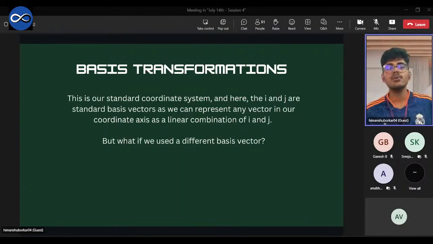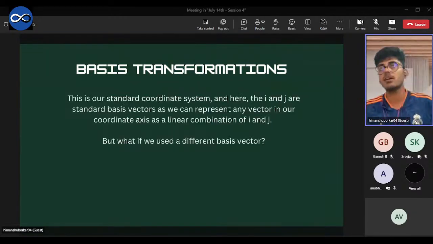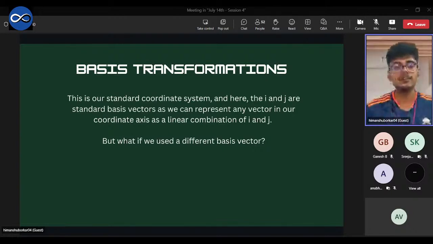I want to represent this vector if I use a different vector basis. For this, the vector basis is 1, 0 and 0, 1, right? What if I use a different vector basis? What does the vector look like then? It's similar to what we did in linear transformation, right? So again, I would like to look at what it looks like on a different base vector.